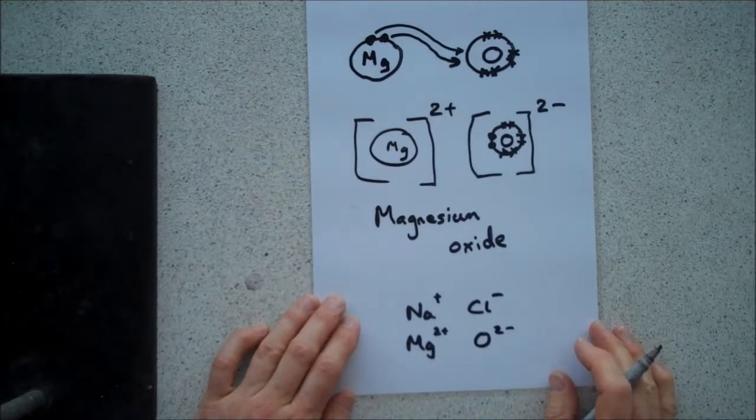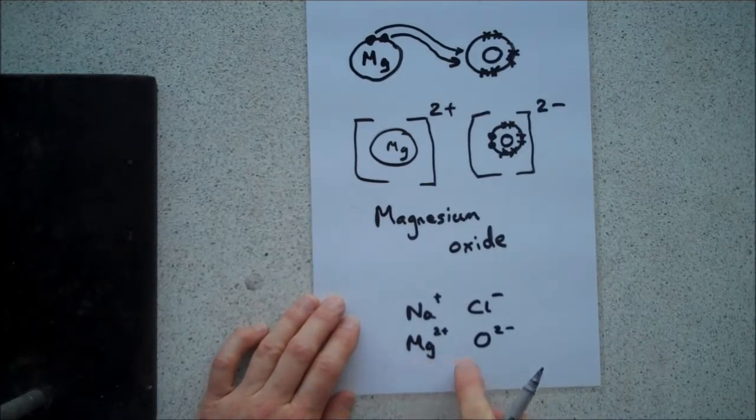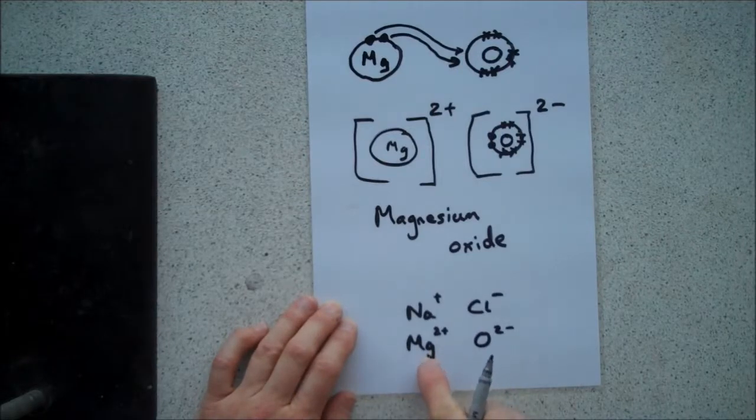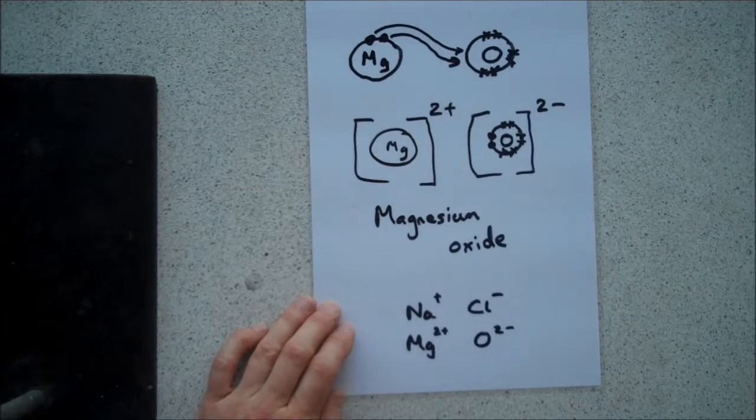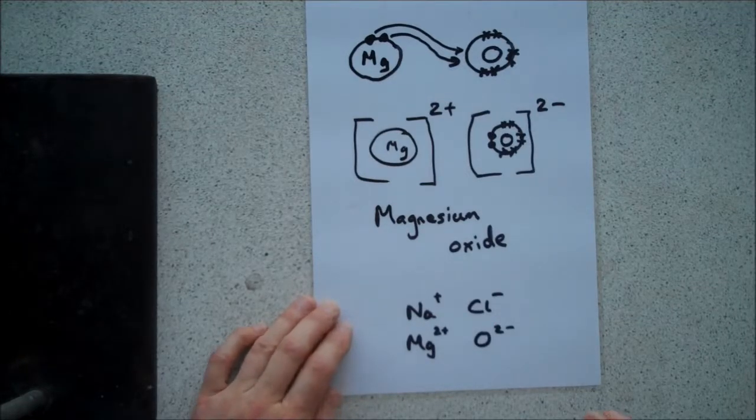And it shouldn't surprise you really that the bonding in magnesium oxide is much stronger because the charges are both twice as big, twice as strong, and therefore the attraction between magnesium 2 plus and O2 minus is much greater than it is between Na plus and Cl minus. For those of you doing A-level, magnesium oxide has a much higher melting point than sodium chloride because of the stronger bonding.